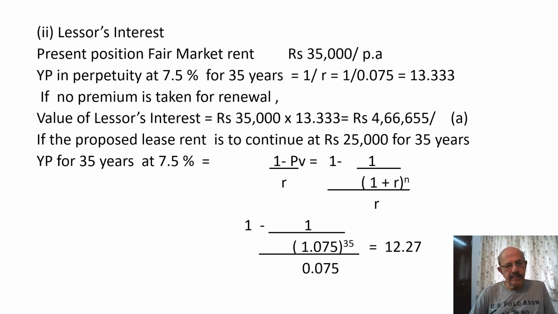Now, the lessor's interest. Present position of fair market rent is equal to 35,000 per annum. Years purchase in perpetuity at 7.5% for 35 years is equal to 1 by R is equal to 1 by 0.075 is equal to 13.33. If no premium is taken for renewal, value of lessor's interest is equal to 35,000 into 13.333 is equal to 4,66,655. If the proposed lease rent is to continue at rupees 25,000 for 35 years, years purchase for 35 years at 7.5% is equal to 1 minus PV, that is 1 minus 1 by (1 plus R) the whole raised to n, divided by R.